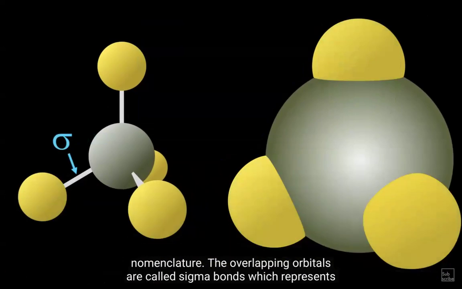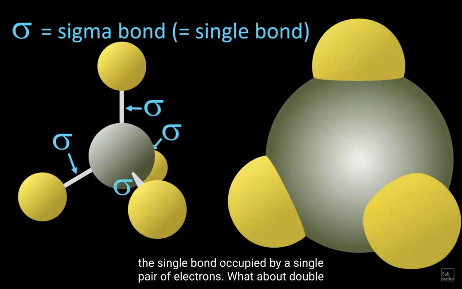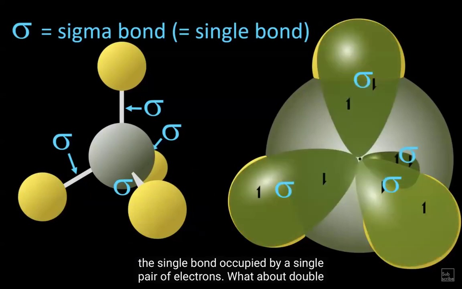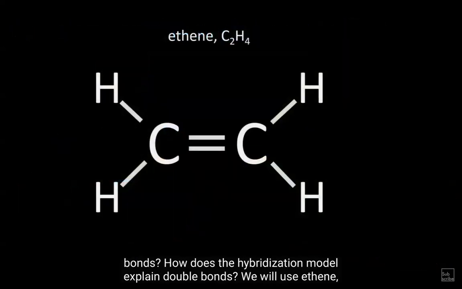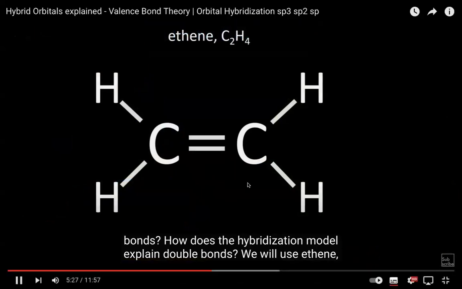The overlapping orbitals are called sigma bonds, which represents the single bond occupied by a single pair of electrons. What about double bonds? How does the hybridization model explain double bonds? Before heading onwards, just recall, when there is a double bond, which kind of overlapping would occur? Pi bond. One pi bond, one sigma bond. Yeah, very good.